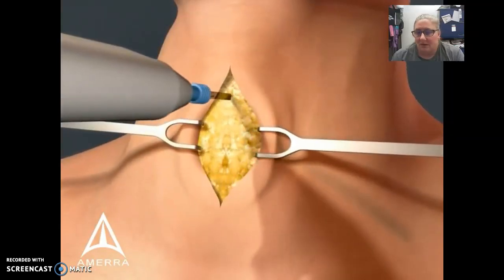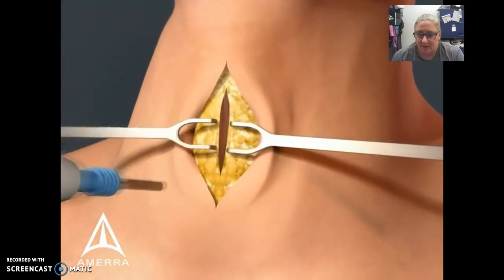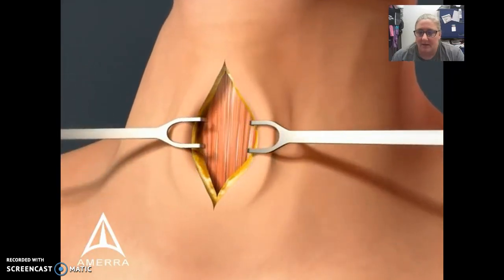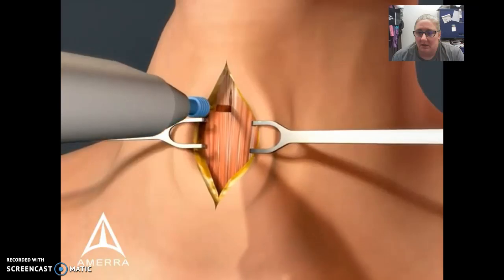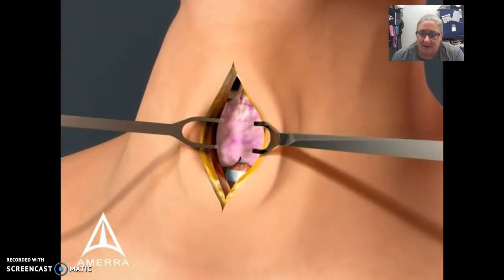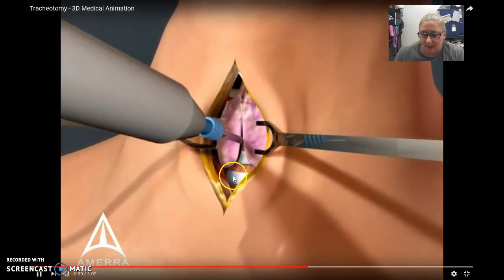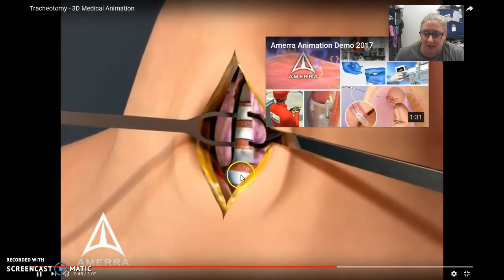So they're going through the skin, and now they're going through the fat tissue. Now they're going to get through the muscle. And now we're able to actually see the trachea. So right here is your trachea, okay? That's your trachea right there.